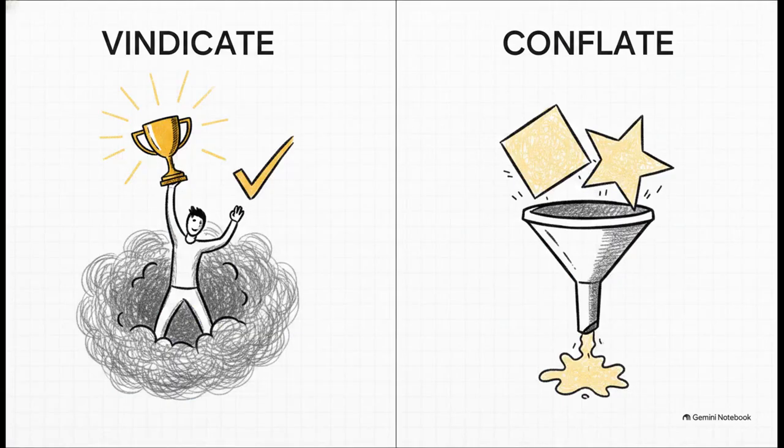Let's add 2 powerful action verbs to your playbook. First, to vindicate. This means to prove someone was right all along, especially after a long period of doubt. 2 seasons of data completely vindicated the approach. On the flip side, we have to conflate. This is when you wrongly treat 2 totally different things as if they were the exact same thing. Like counting all shots equally conflates volume with quality. Using conflate is an incredibly professional, sharp way to dissect a flawed metric without sounding emotional.